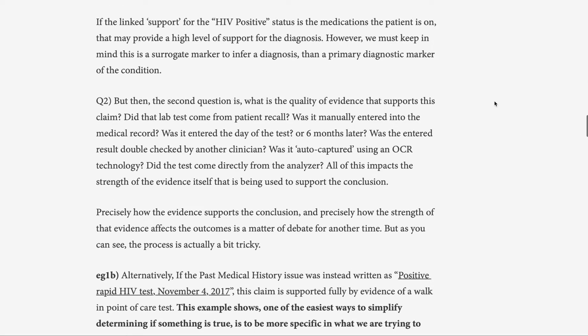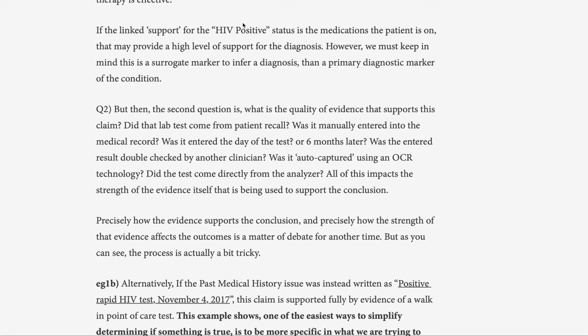So if we linked, let's say, the support that the patient is HIV positive to a piece of data such as the fact that they're on antiviral medications, we have to keep in mind that this is a secondary or a surrogate marker which is inferring the diagnosis, right? It's not actually linking that data to a primary diagnostic marker of the condition. And as we'll see a bit later in the next example, why this can be a problem.